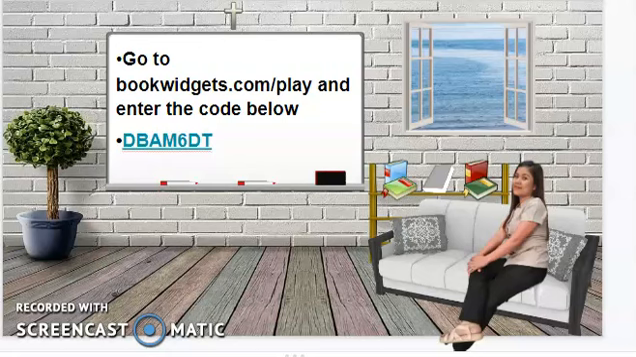First, let's go to bookwidgets.com/play and enter the code below.